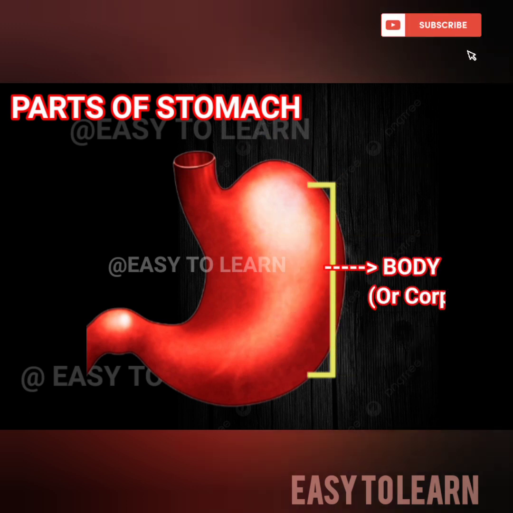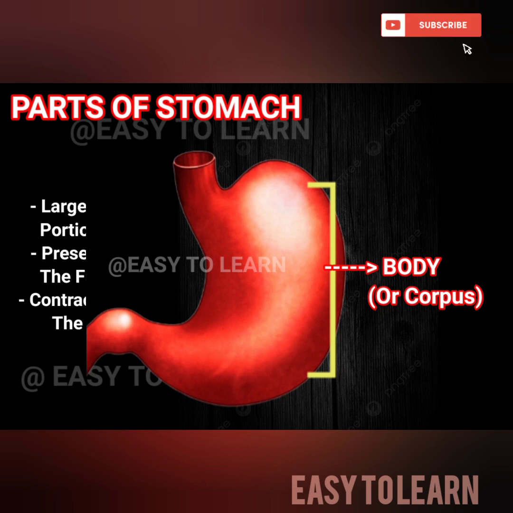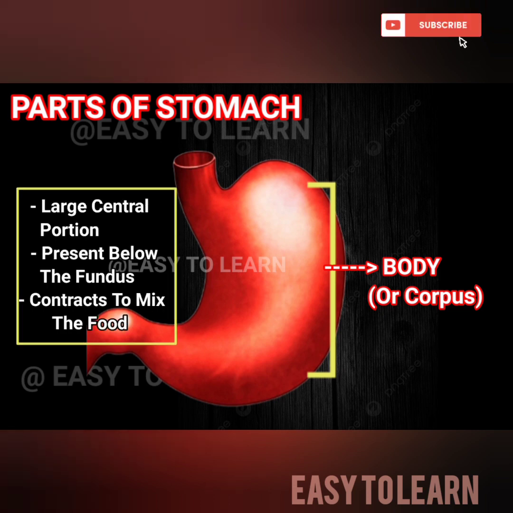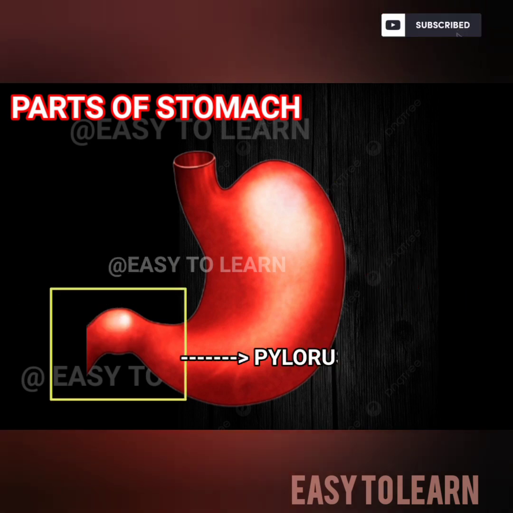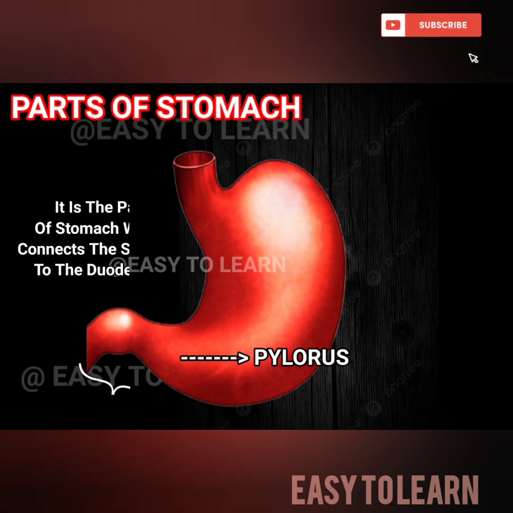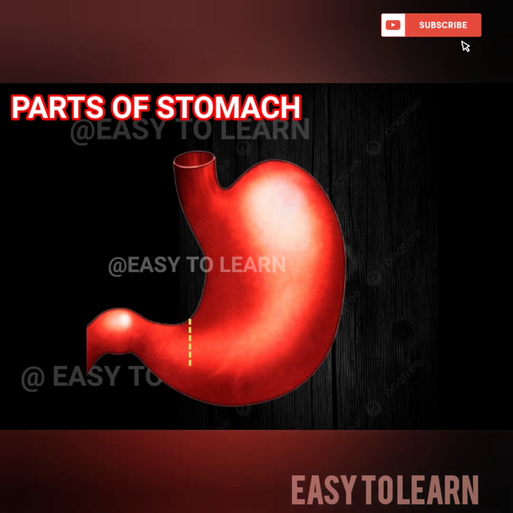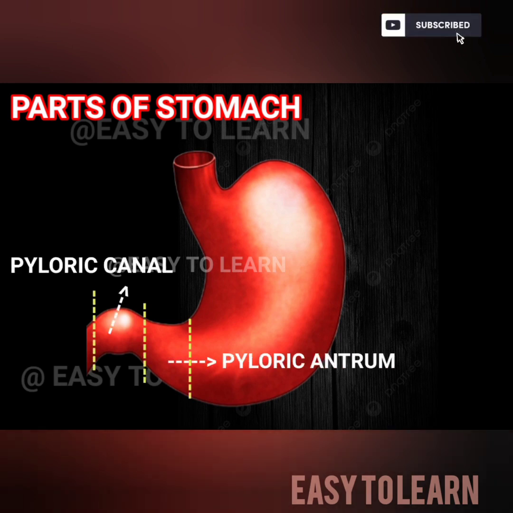Body or corpus. It is the central large portion which is present below the fundus. It contracts to mix the food. Pylorus. It is the part of stomach which connects the stomach to the duodenum. It is divided into two parts: pyloric antrum and pyloric canal, and is guarded by pyloric sphincter.